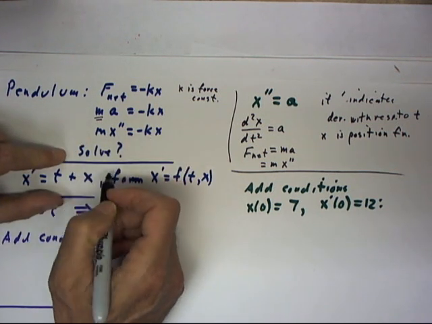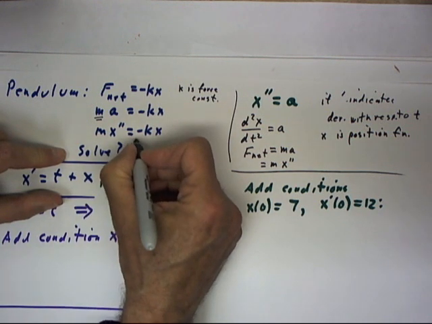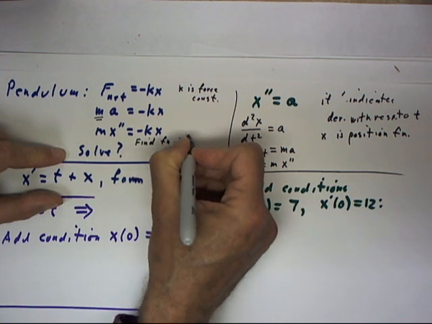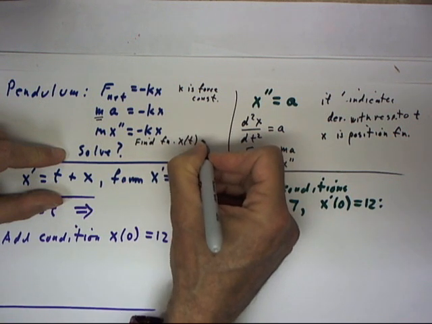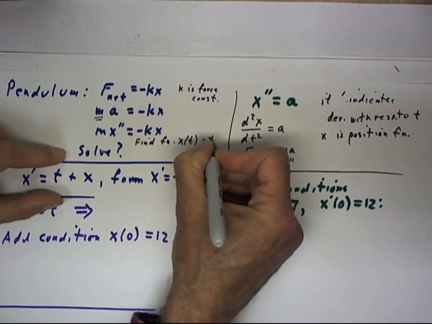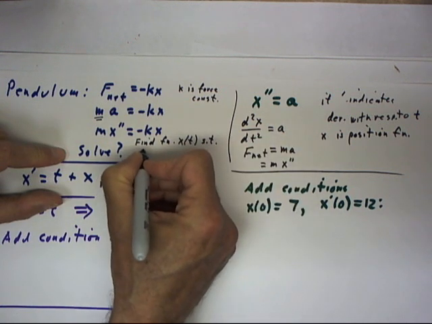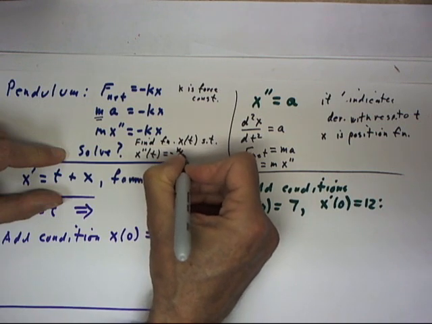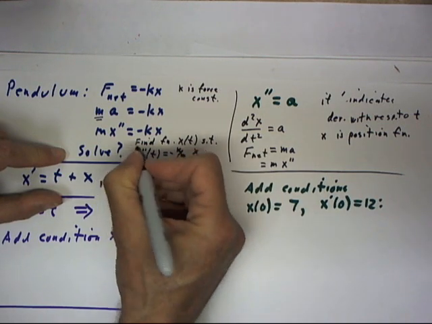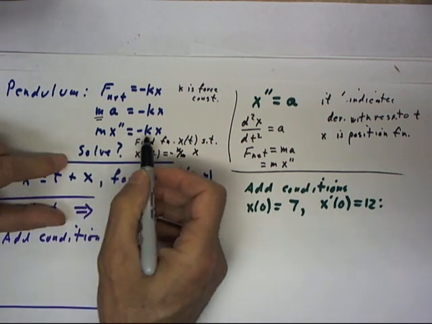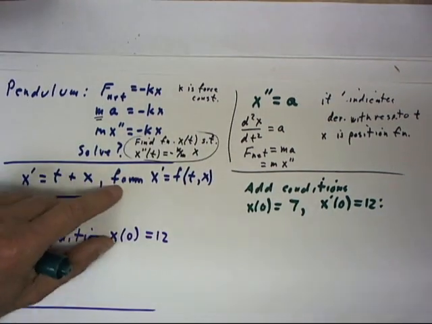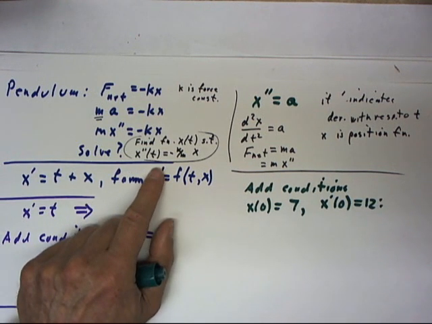Now, the question is, can we solve this problem? Which means, can we find a function x of t such that x double prime of t equals negative k over m times x. Now we're not going to try to solve that now, but we'll see that very shortly. We'll see at least the nature of some solution functions.